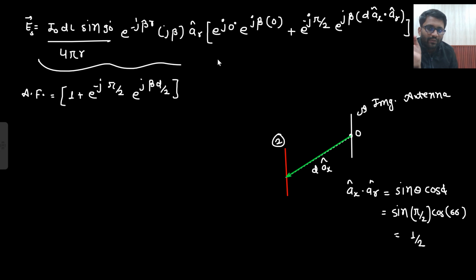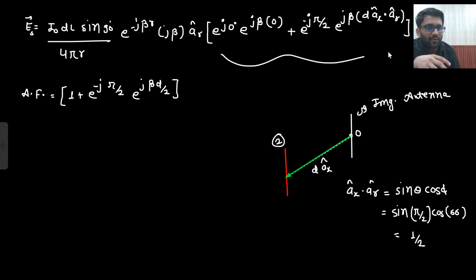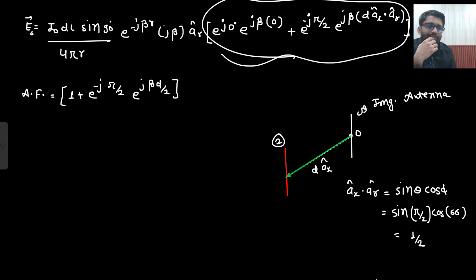So what will be the magnitude of this expression? That magnitude will be I dl by 4 pi r, and e to the power j beta r will have magnitude 1. j beta will have magnitude beta only. So this part will not decide the maximum amplitude. Who will decide the maximum amplitude? They will decide the maximum amplitude.